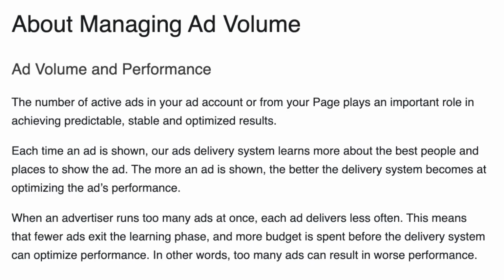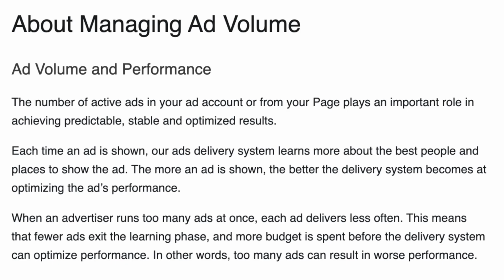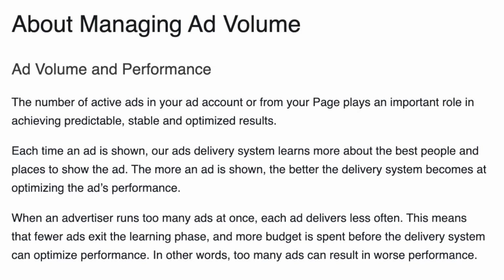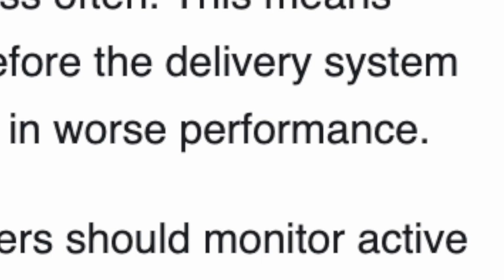When an advertiser runs too many ads at once, this is the most important part, okay? When an advertiser runs too many ads at once, each ad delivers less often. That's what happened to me, right? This means that fewer ads exit the learning phase, just as what happened to me. And more budget is spent before the delivery system can optimize performance. Again, exactly what happened to me. In other words, too many ads can result in worse performance. Case in point, that's exactly what happened to me. That's exactly what I managed to do without meaning to.